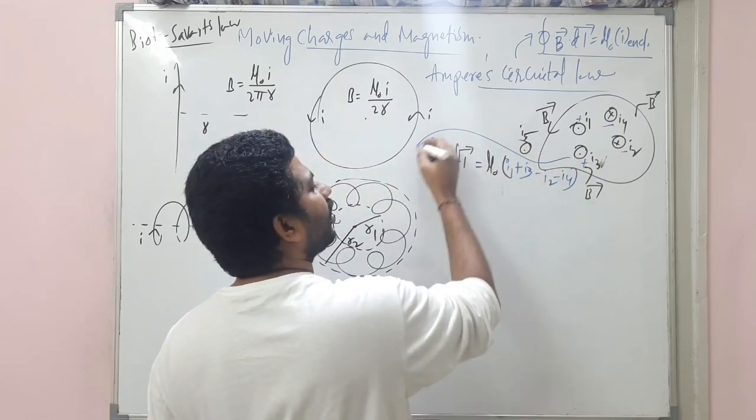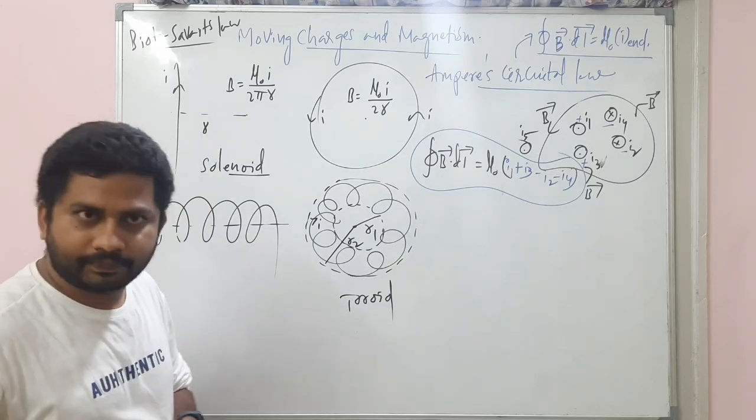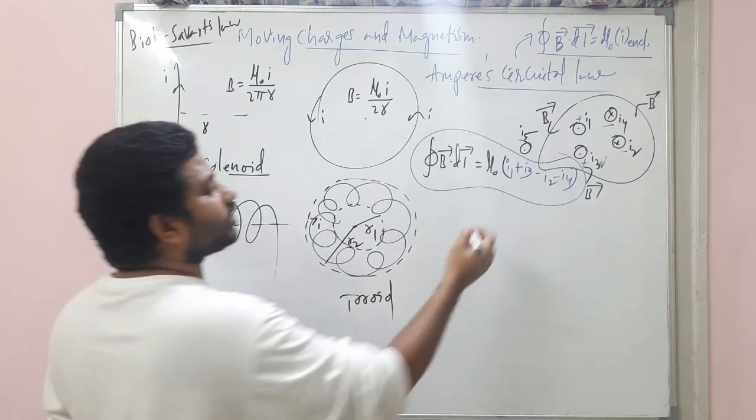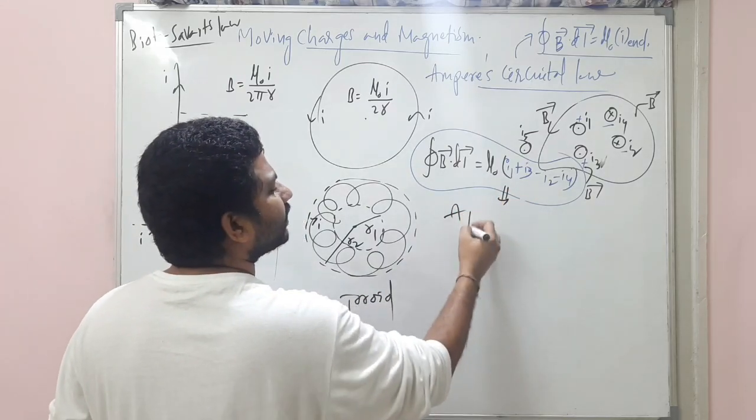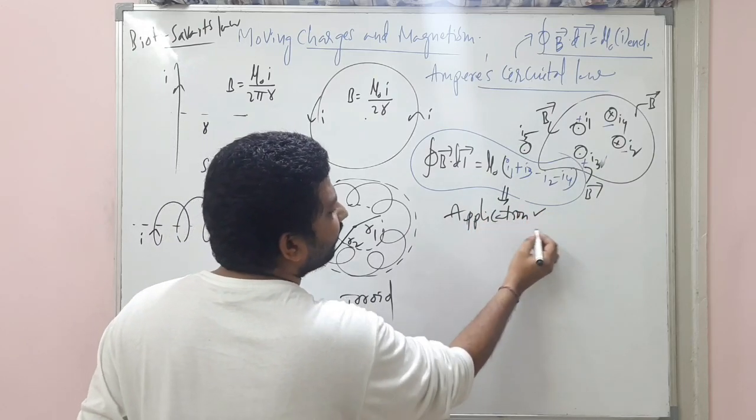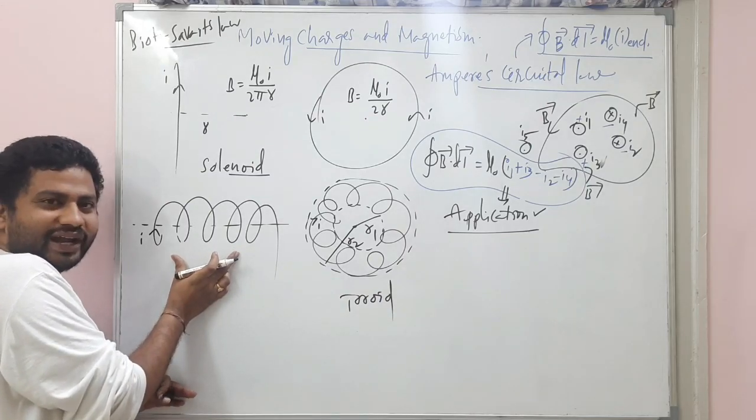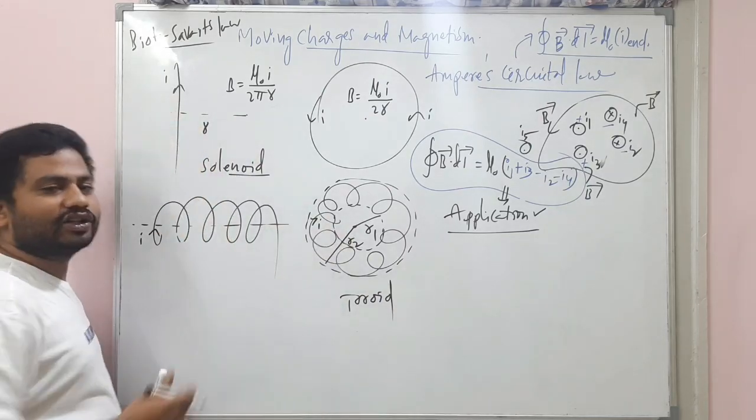So this is the expression for Ampere's circuital law. With the application of this, we could find the expression for the magnetic field due to the solenoid and the magnetic field due to the toroid.